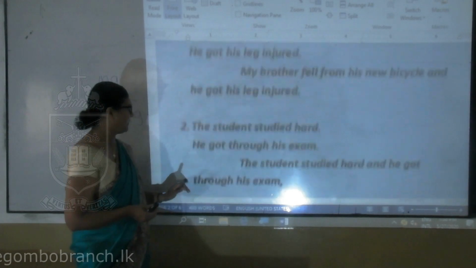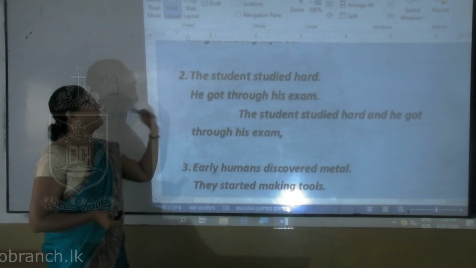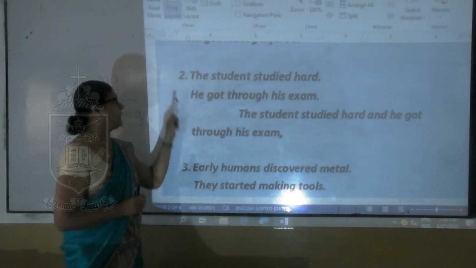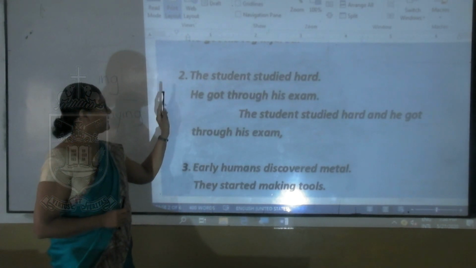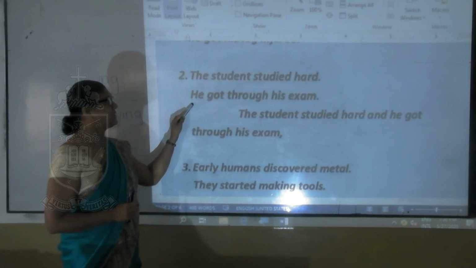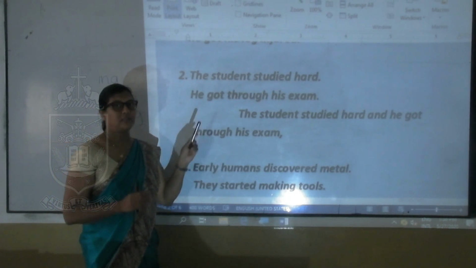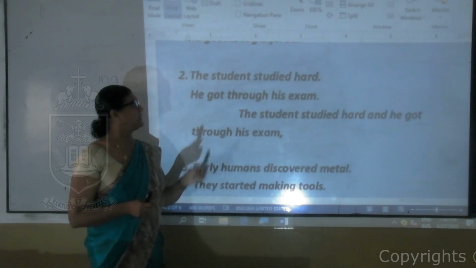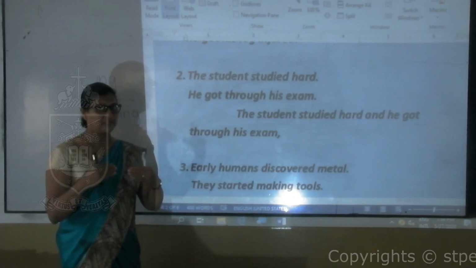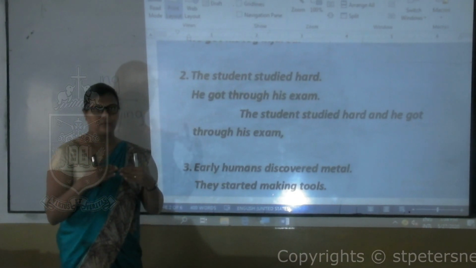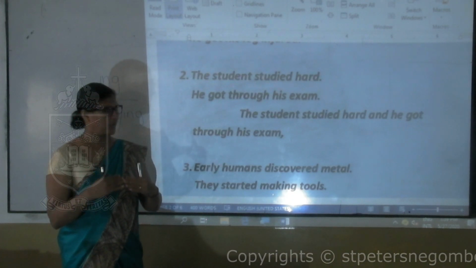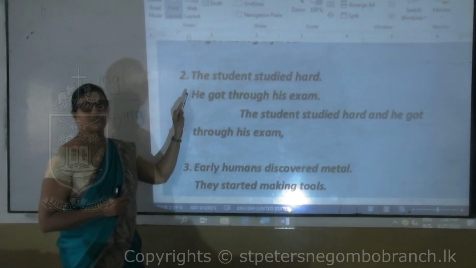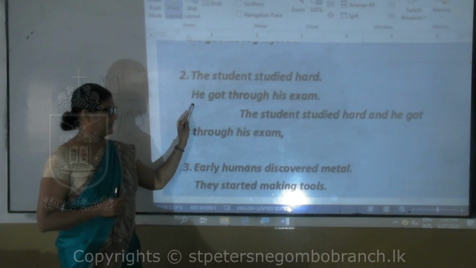Right, let's move to the second sentence. The student studied hard. There is one idea. Next one, he got through his exam. The student studied hard. He got through the exam. So the ideas are matching. They are going with each other. So we can combine these two sentences using the word and.